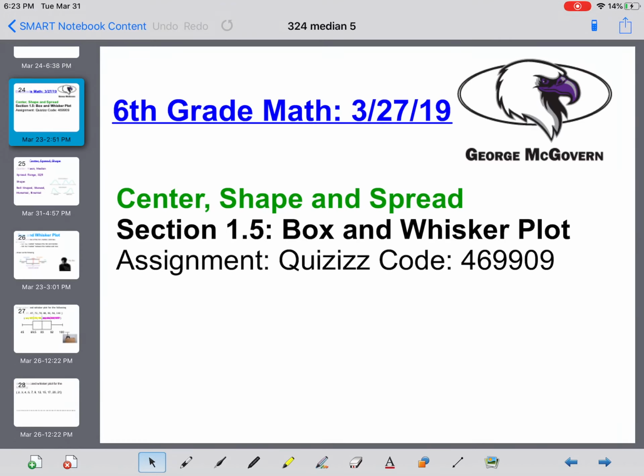Hey guys, Mr. Randall here again, and for George McGovern Mathematics today, what we're going to be going over is center, shape, and spread. And it's not that complicated. We'll go over it. It'll be pretty straightforward. But then we'll also talk about box and whisker plots.